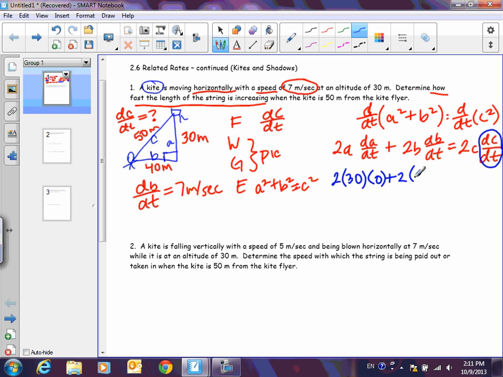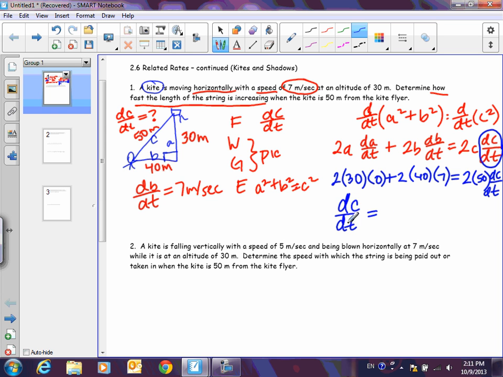All right, plus 2. Our b value is 30. dB over dt, they did give to us as 7, equals 2. Our c value is 50. And let's see if I can squeeze this in: dC over dt. Now I have an equation, and I have all numbers except for what I'm trying to look for. So I want you to use your good algebra skills and your calculator to solve for dC over dt.